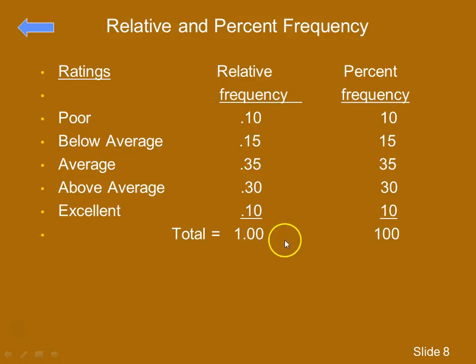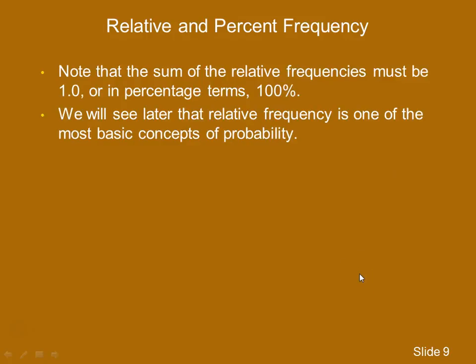Notice that the relative frequencies have to sum to 1, or in percentage terms, to 100%. That the relative frequencies have to sum to 1 is simply a way of saying that all of the data has to be accounted for in one of the categories. All 100% of the data must be there somewhere in the categories. We'll see in a later module that relative frequency is one of the most basic concepts of probability, and we will use it quite a bit.